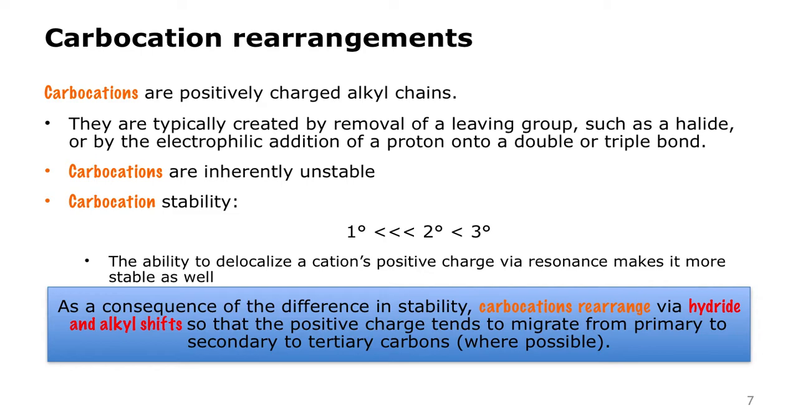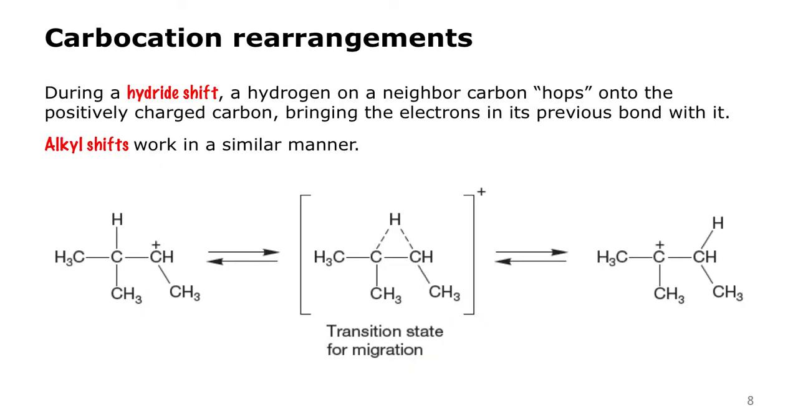We find that the order of stability is such that secondary and tertiary carbocations are really the only viable carbocations that we would find as intermediates in ordinary reactions. Primary carbocations essentially don't exist. The ability to delocalize charge can stabilize carbocations to an even greater extent. And then finally, as a consequence of differences in stability, we're going to find that carbocations rearrange. And they rearrange by what are known as hydride or alkyl shifts. And we're going to look at some mechanisms of how that occurs.